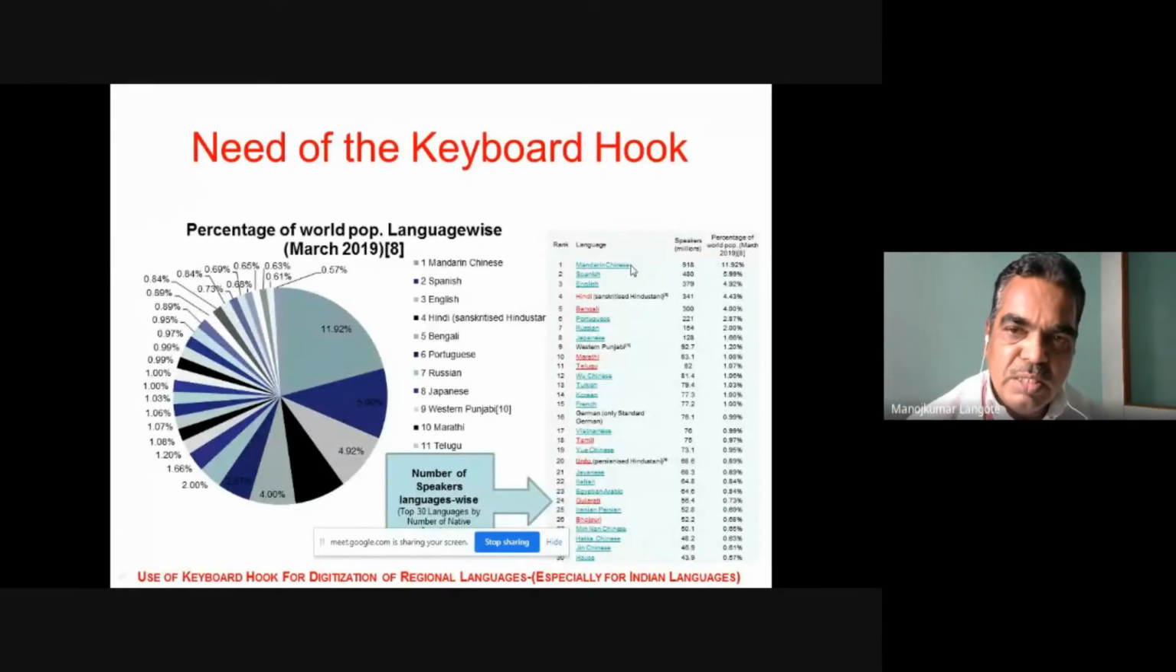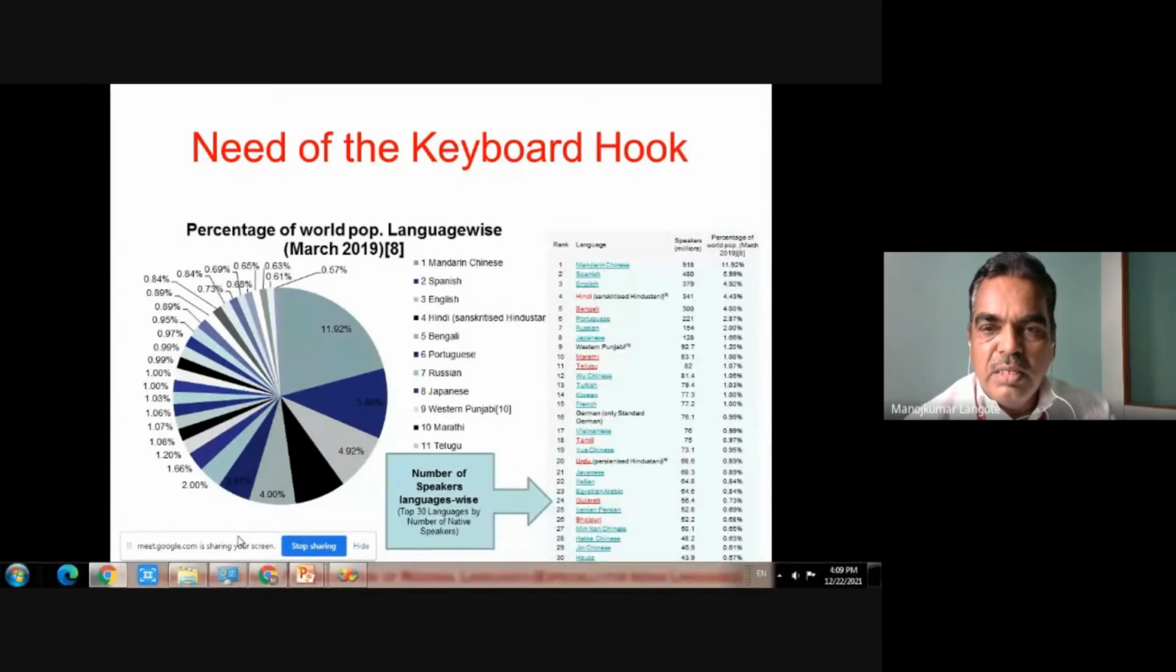And if we consider Hindi, then it is the fourth largest language which is spoken across the world. Then at the fifth position, Bengali. Then at the 10th position, it is Marathi. Then Telugu, Tamil, Urdu. Means if we look at the first 30 languages, then approximately 6 to 7 languages are used in India. So India has a great opportunity for this.